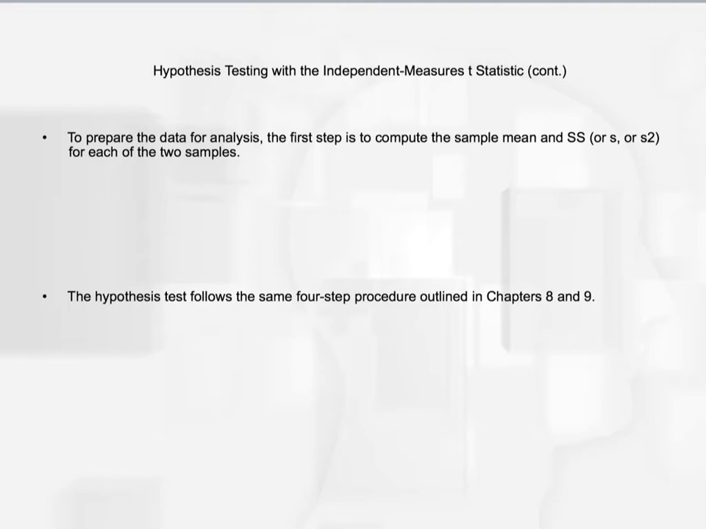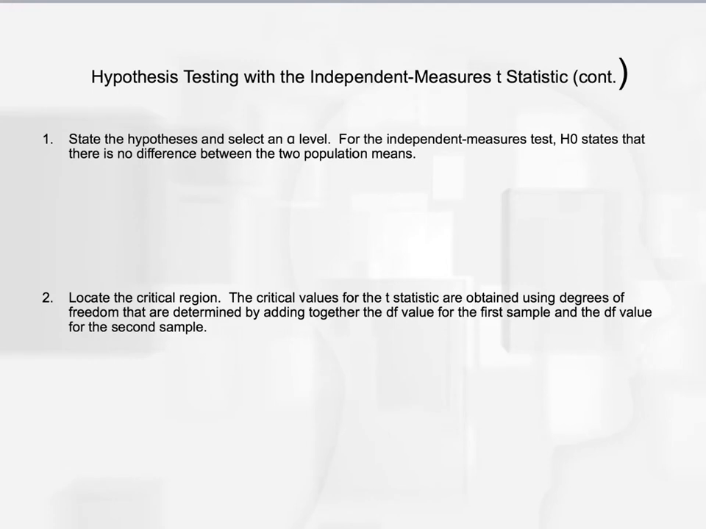And the hypothesis test follows the same four-step procedure that you learned in chapters 8 and 9. When we did hypothesis tests with one sample, we stated hypotheses and we selected an alpha level. We stated both null and alternative hypotheses, and we do the same in the two-sample test.